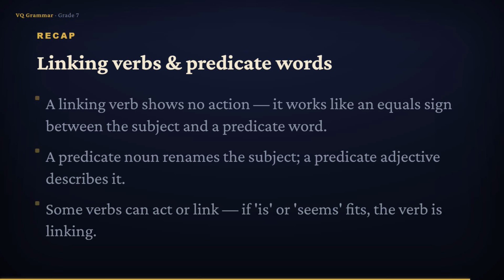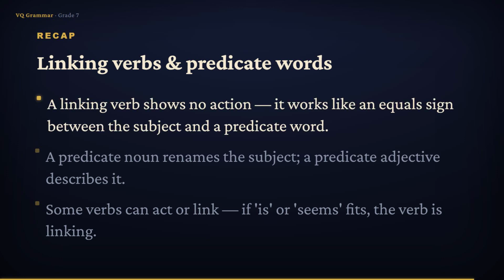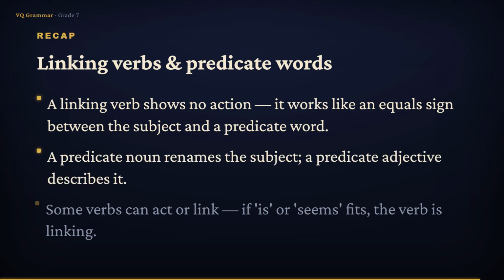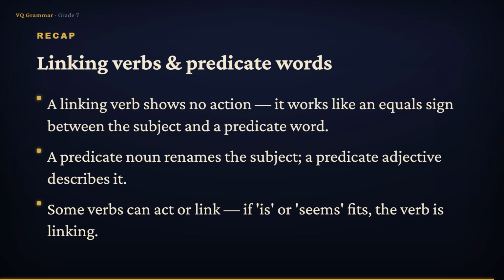Let's gather up what we learned. A linking verb doesn't show action. It works like an equal sign, joining the subject to a word in the predicate. When that word renames the subject, it's a predicate noun. When it describes the subject, it's a predicate adjective. And both can double up into compound predicate words. Watch out for verbs like look, feel, taste, and grow, which can act or link depending on the sentence. Just try swapping in is or seems to tell.